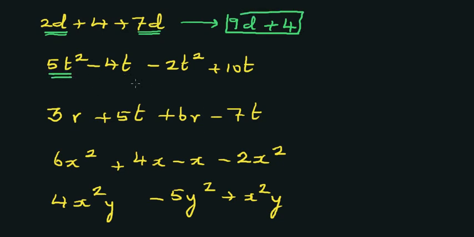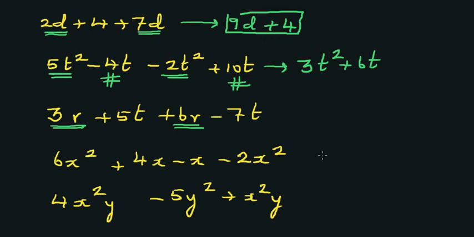Okay, so this is 5 lots of t squared, take away 2 lots of t squared. That is 3 lots of t squared. Here, this is minus 4 lots of t plus 10 lots of t. So minus 4 plus 10 is plus 6t. This is 3 lots of r plus 6 lots of r. That is easy. That's 9 lots of r. Here you got 5 lots of t, take away 7 lots of t. You always look at the sign before the term. So this is plus 5t, take away 7t is take away 2t.